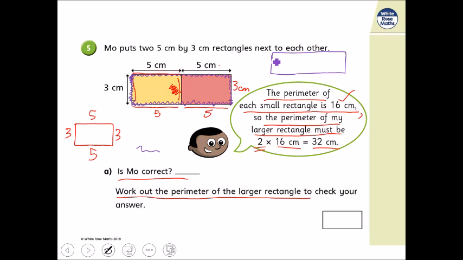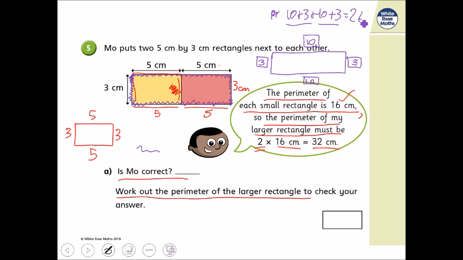Now, this distance here is 3 centimetres, and this distance is also 3 centimetres, but this distance of this long side of the rectangle is 5 plus 5, which equals 10 centimetres, and this distance is also 10 centimetres. So the perimeter of the whole rectangle, look at the top of your screen, is 10 plus 3 plus 10 plus 3. Okay, now 10 and 3 is 13, another 10 and 3 is 13, 13 and 13 is 26.